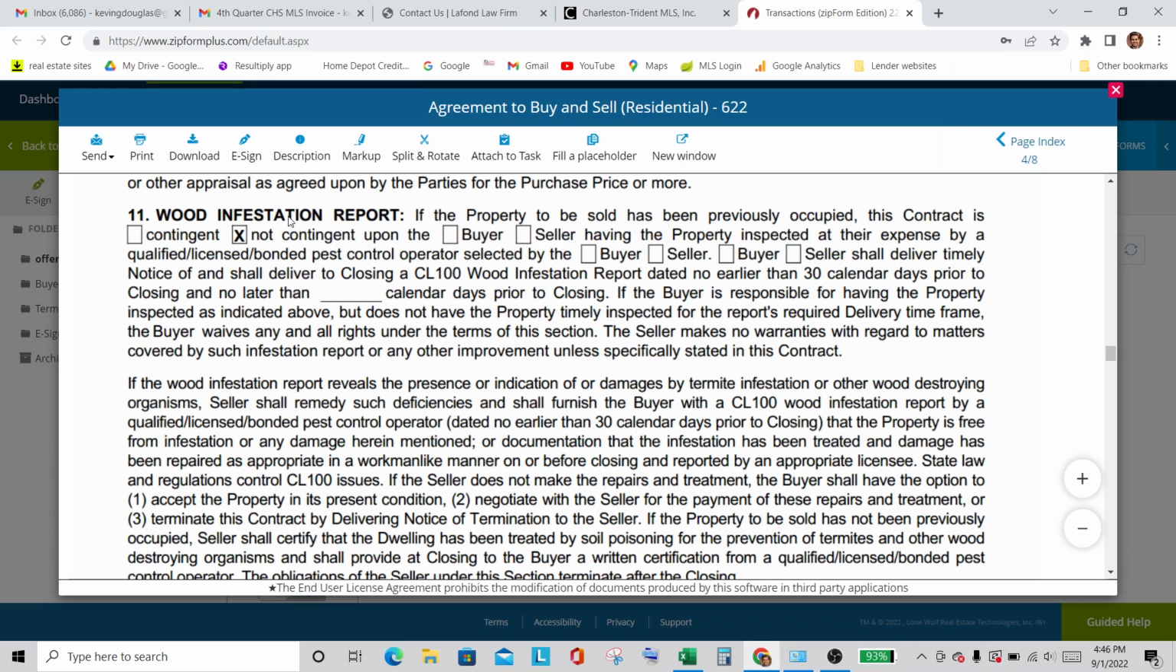Section 11 is a wood infestation report, which you may not be familiar with in Colorado, but we have termites down here. So if you say it is contingent, then you have to get a CL-100 inspection. And if there's termites or wood rot damage on the house, the seller must fix those things and then get this report cleared. Somebody will have to go back out and say, okay, everything is fixed. And if you say it is contingent, you have to click who's paying for it, who's picking it, who's scheduling it.